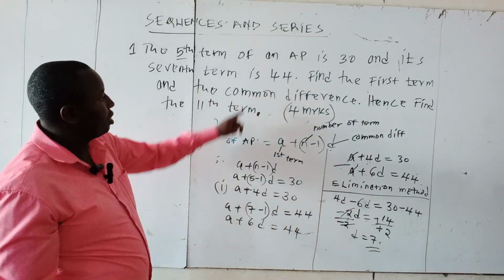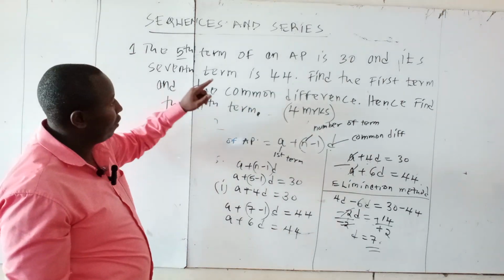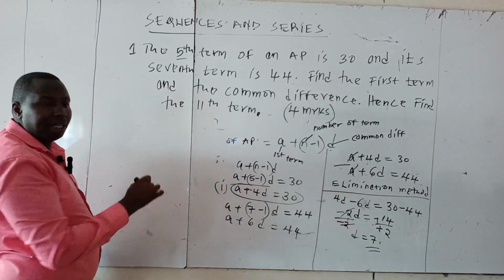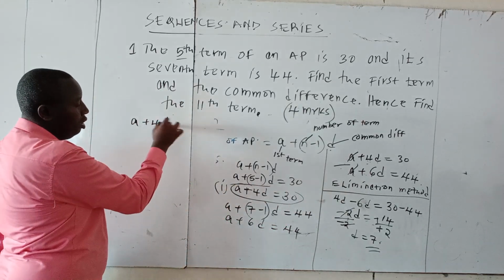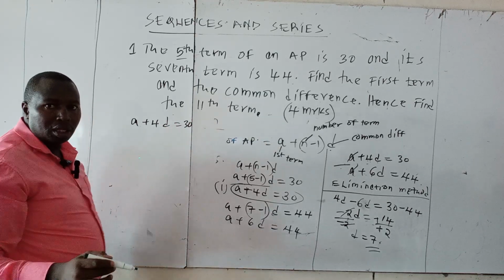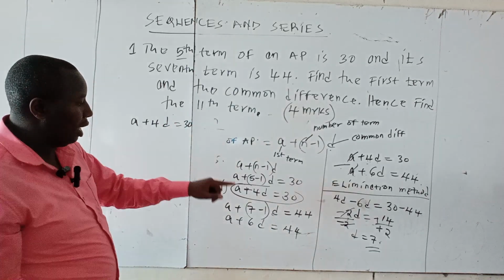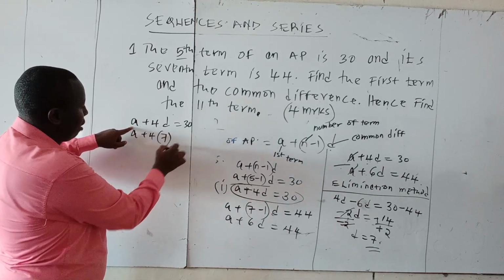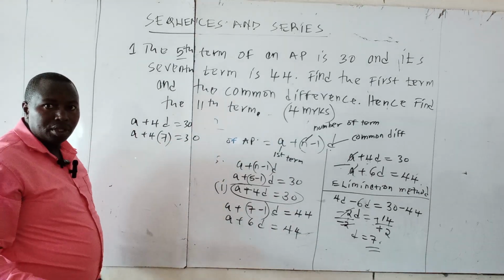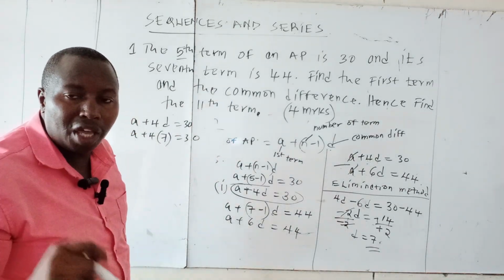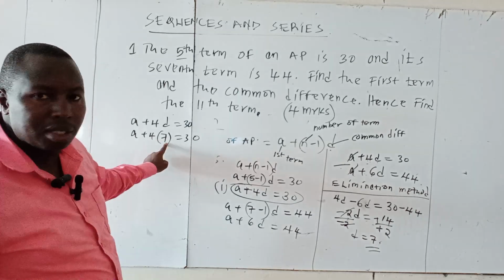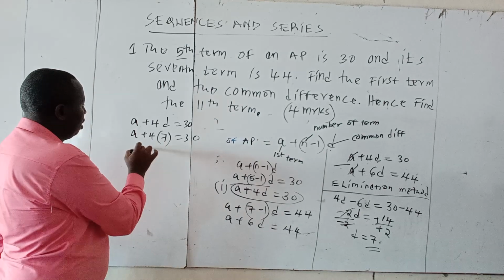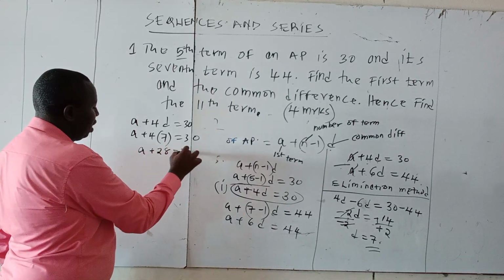So d is the common difference. Then you find your a, the first term. Take one of these equations: a plus 4d is equal to that. We need our a. A plus 4d, d is 7, substitute there. Then work out 4 times 7, which is 28. So a plus 28 is equal to that.